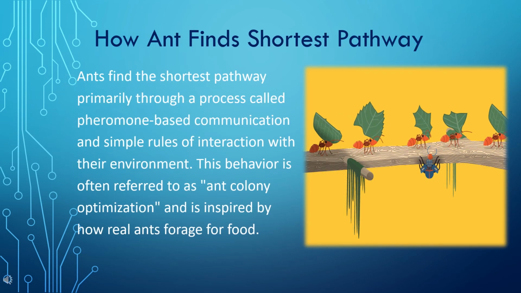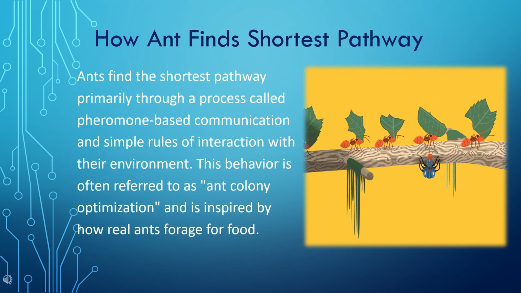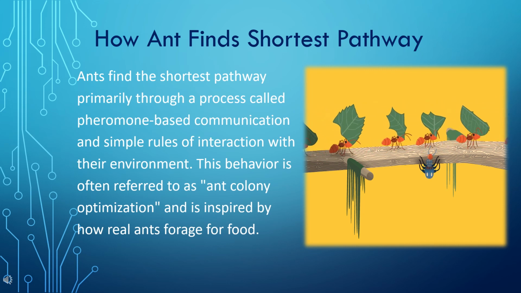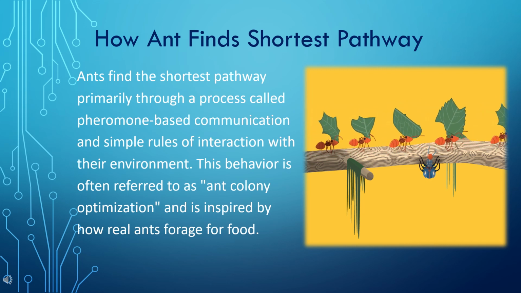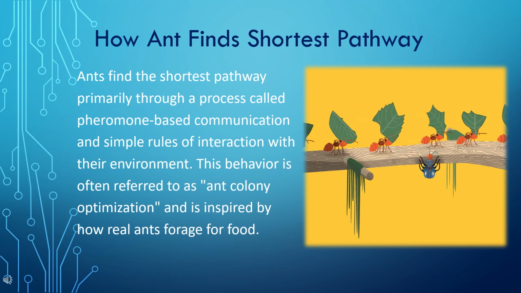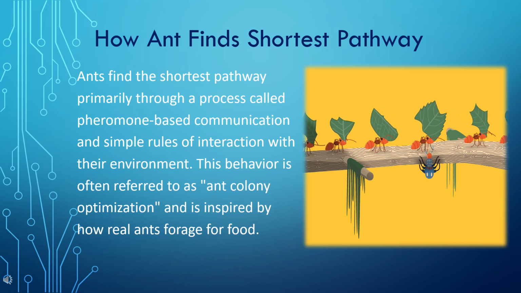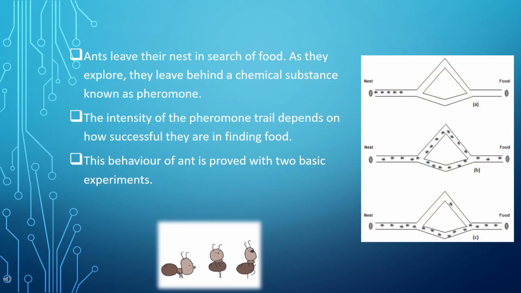We will precisely discuss how ants find the shortest pathway to their food sources. Ants find the shortest pathway primarily through a process called pheromone-based communication and simple rules of interaction with their environment. This behavior is often referred to as ant colony optimization and is inspired by how real ants forage for food. Here, this behavior of ants is explained with two basic experiments.